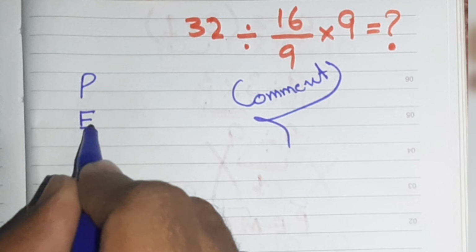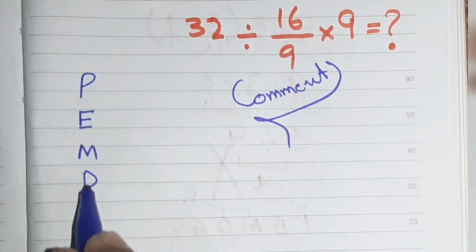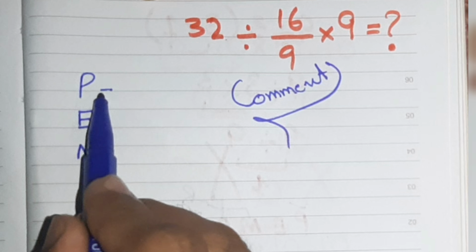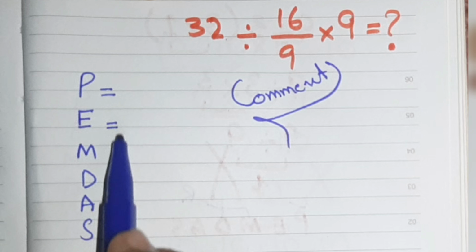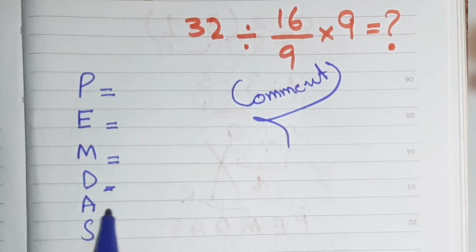All right. Now let me walk you through step by step how to solve this expression properly. To solve this question, we must follow PEMDAS. In this rule, P stands for parentheses, E stands for exponent, M stands for multiplication, D stands for division, A stands for addition, and S stands for subtraction.